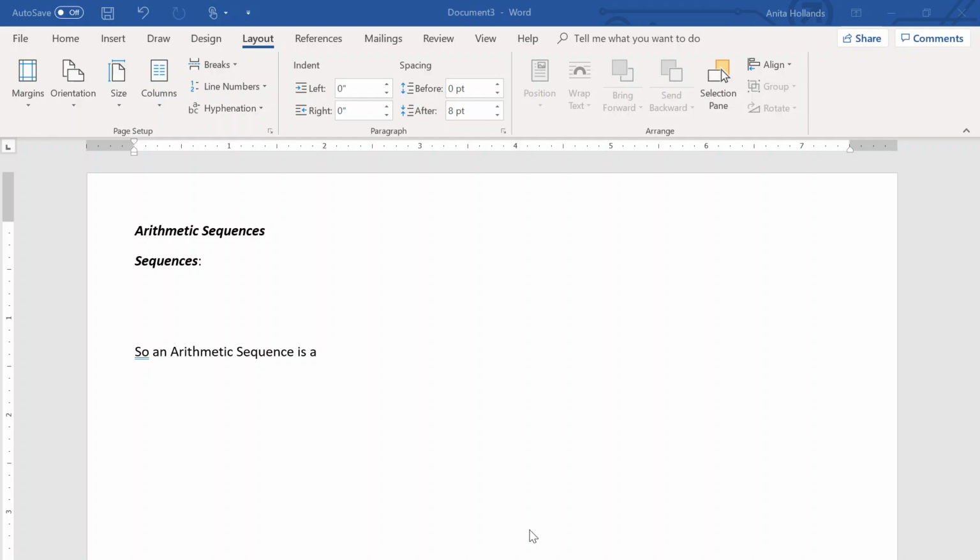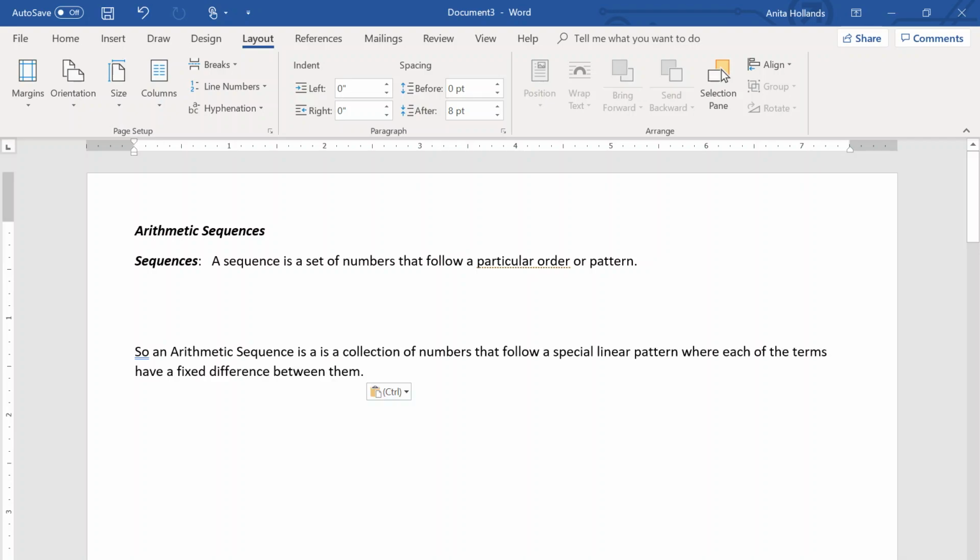Today we're going to look at arithmetic sequences, and we're going to start this by looking at a definition of what a sequence is. So in mathematics, a sequence is a set of numbers that follow a particular order or pattern. That's what a sequence is. So an arithmetic sequence then is a collection of numbers that follow a special linear pattern where each of the terms has a fixed difference between them.